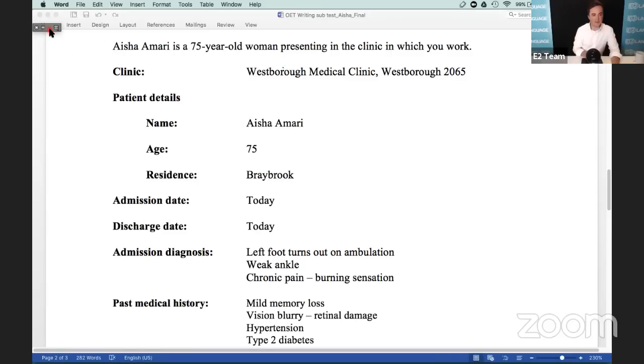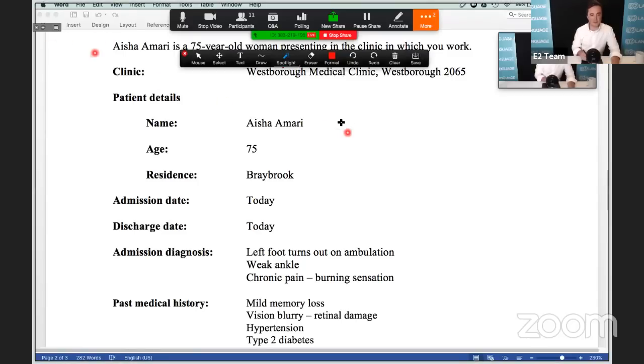All right, this is what I would do. Well, you definitely need her name. Age is important. Residence, she doesn't need to know she lives in Braybrook, or maybe because she's a home care nurse, so maybe. Let's just think about that one. Admission date and discharge date, well, you can just say that she presented today. So we can include this, but very quickly.